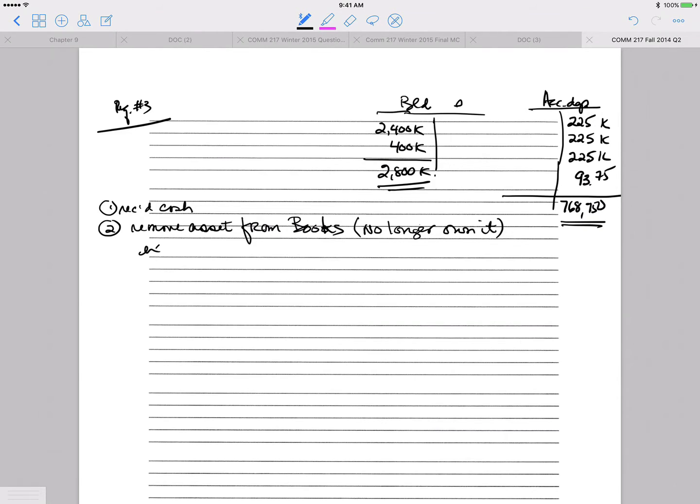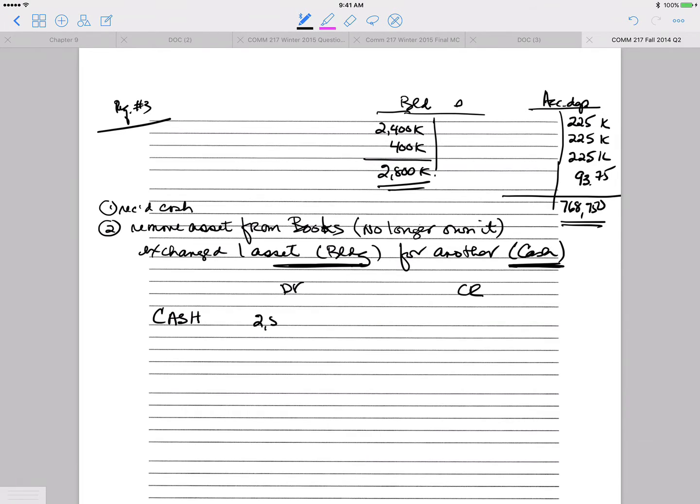So you've exchanged one asset, which is the building, for another. What's that other asset? It's called cash. Okay, so if there's a difference between the book value of the building and the book value of cash, that will lead to a gain or loss. So let's first of all record the cash. So we're going to do something like this, right? This is debit, credit. We're going to debit our cash for $2.5 million.